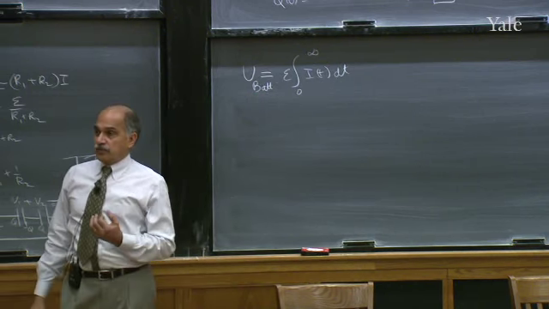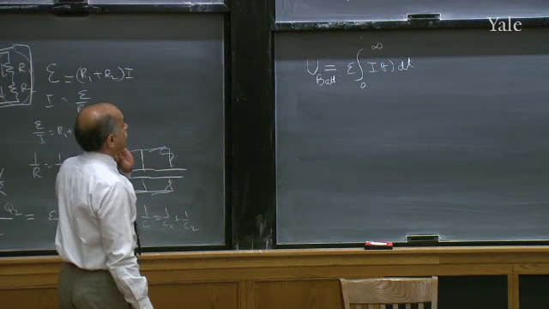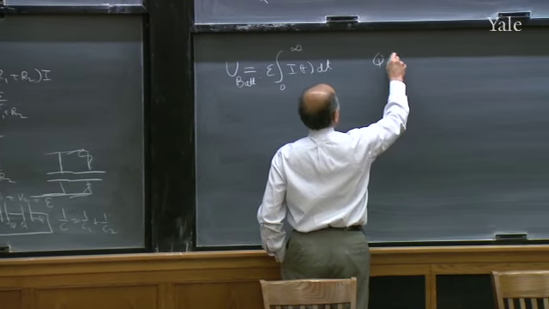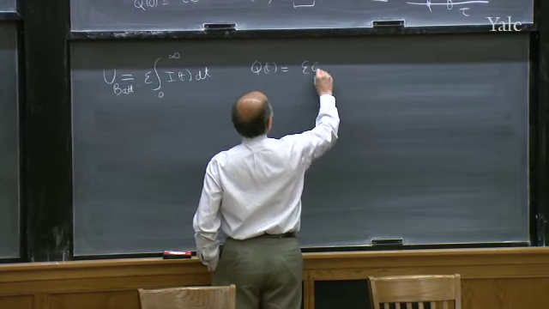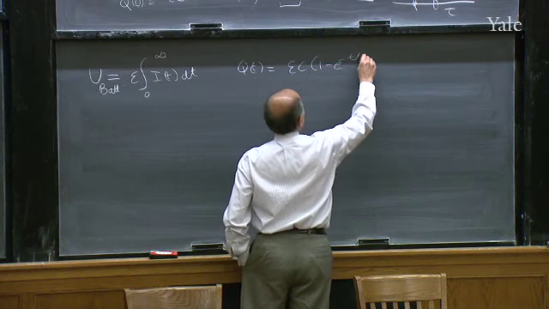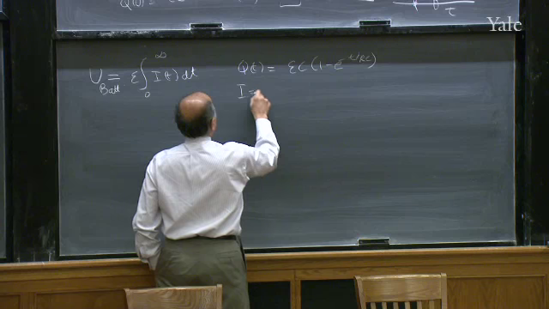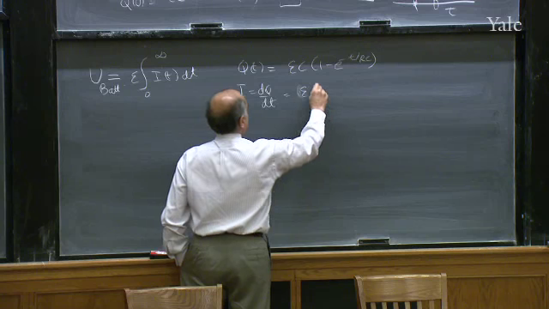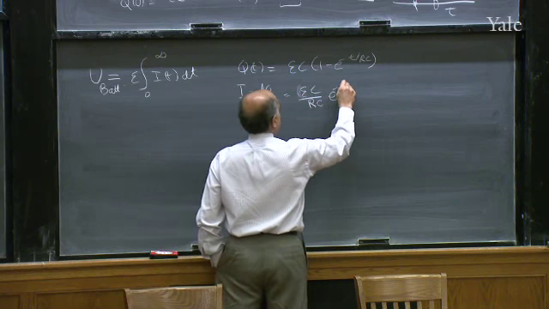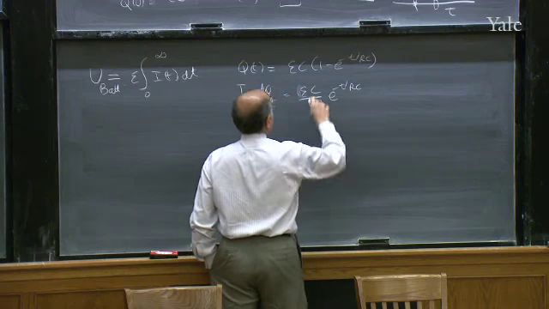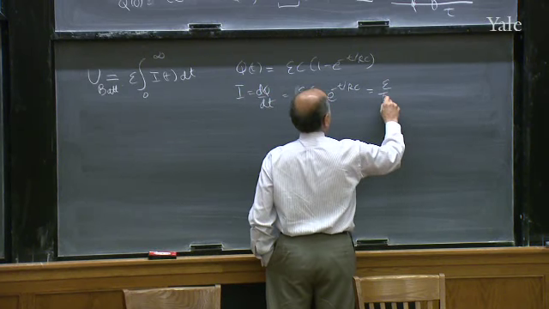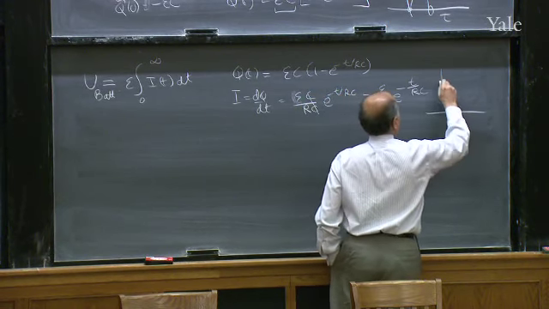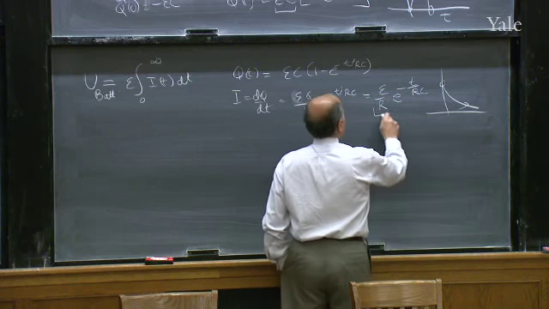I of t dt is a charge that flows in a small time dt, and I is not a constant. In fact, we can find I of t by the formula for Q of t. Remember, Q of t is equal to EC times 1 minus e to the minus t over RC. Then I, which is dQ/dt, you can calculate, is EC divided by RC times e to the minus t over RC. It becomes E over R times e to the minus t over RC. So the current falls exponentially in this form.